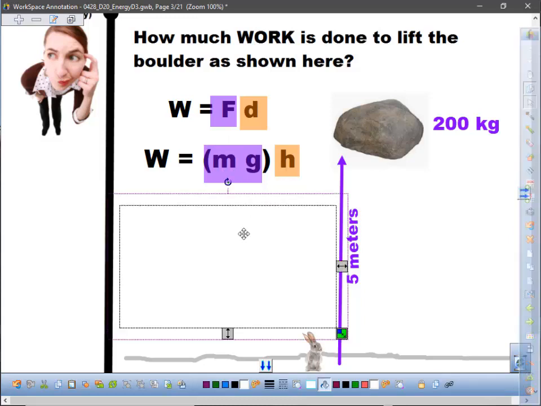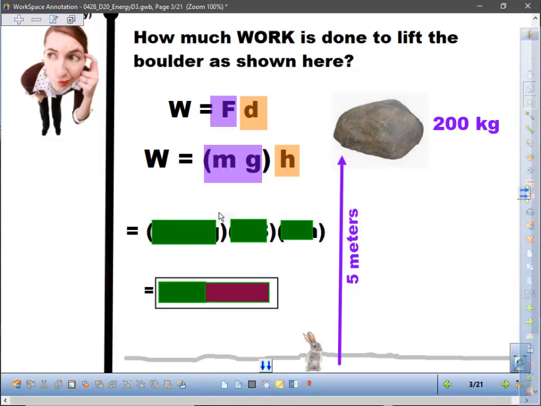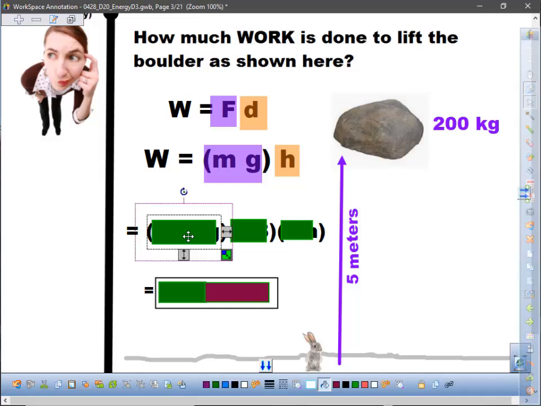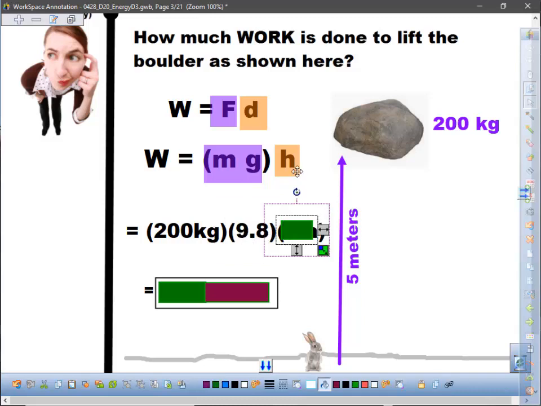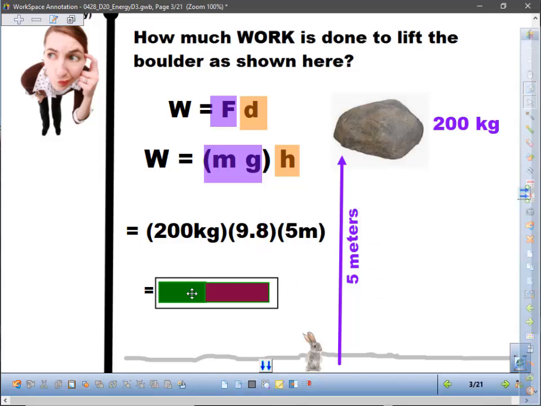So let's go ahead and plug in our numbers now. Just plugging in mgh. What goes here for m? 200 kilograms is the mass. What goes here for g? 9.8 is little g for Earth. And then what goes here for h? 5 meters is how high we lifted it. If you multiply these all together, 200 times 9.8 times 5, you end up getting 9,800.